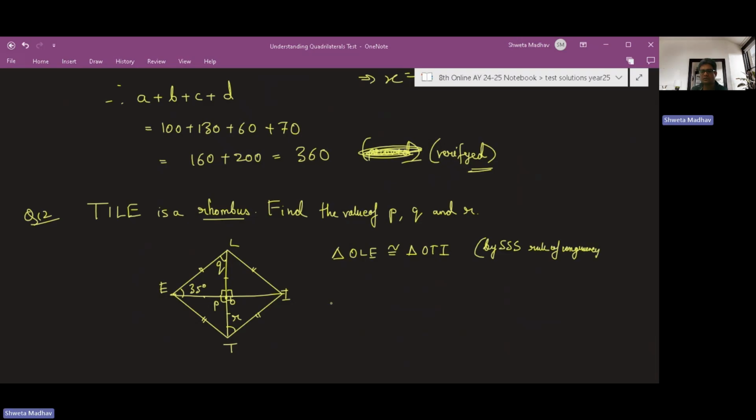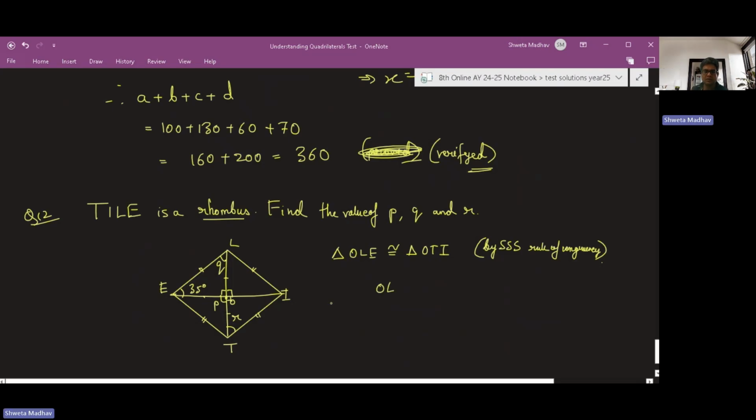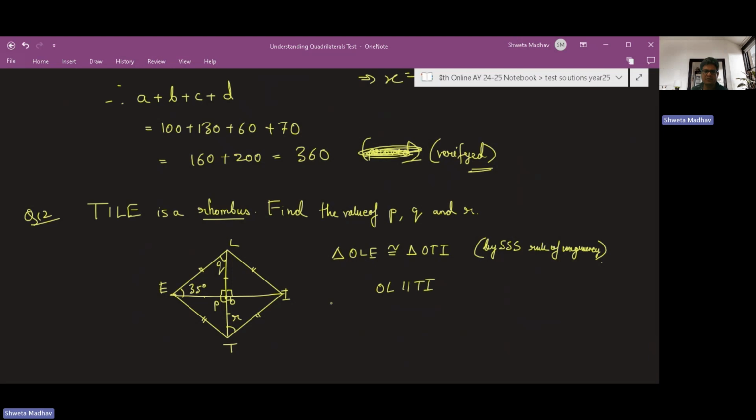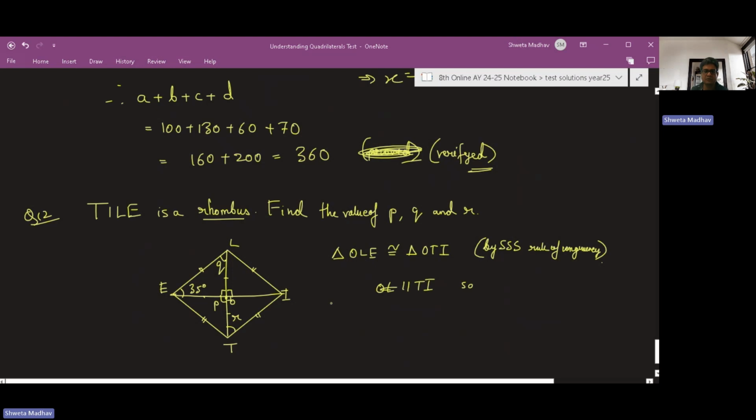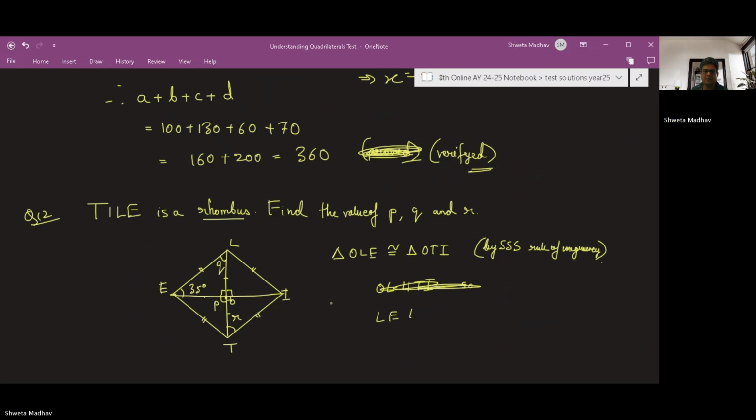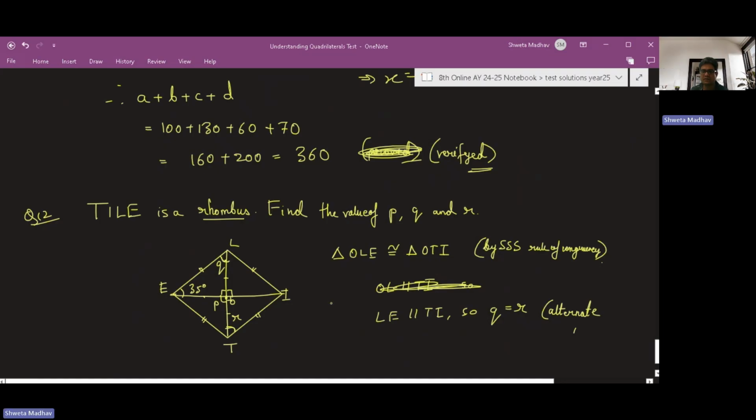SSS rule of congruency. Or we already know that a rhombus is a special type of parallelogram only, so the opposite sides will be parallel. So I can say LE will be parallel to TI. So I can say that angle Q will be equal to angle R, since they are alternate interior angles. Alternate interior angles are equal.